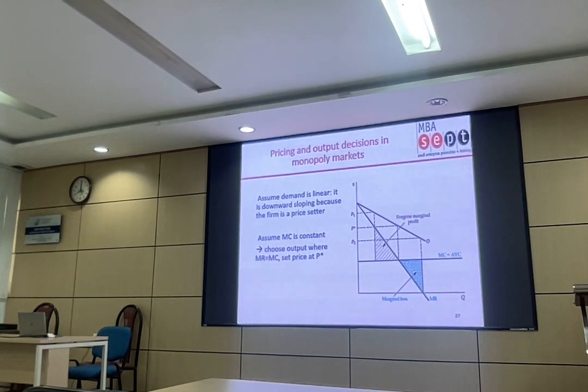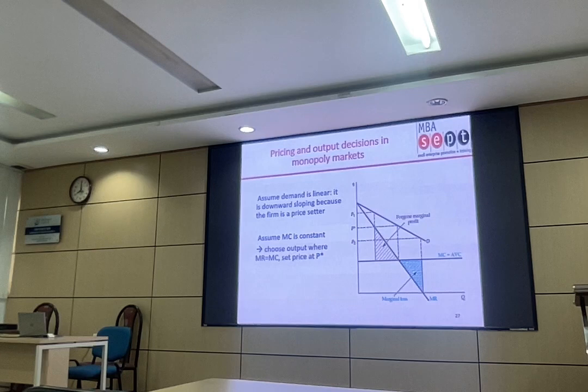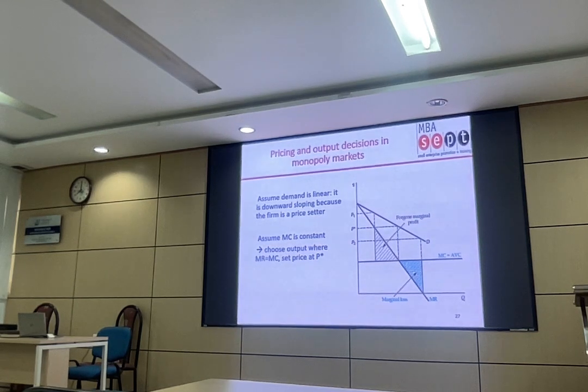The firms in monopoly follow the same rules as in the competitive market. First, they set the quantity. They decide the amount of output, the production, at the point where MR equals MC. And then how to determine the price?